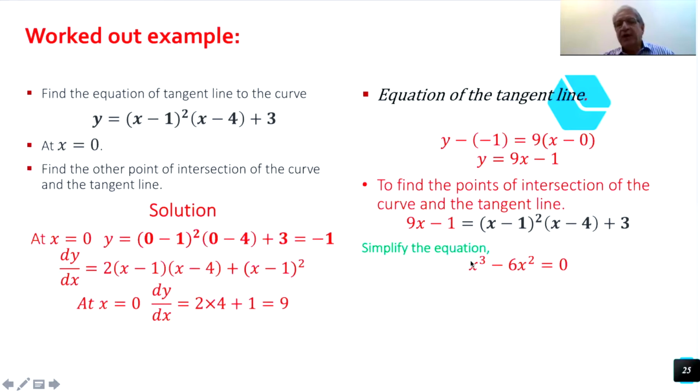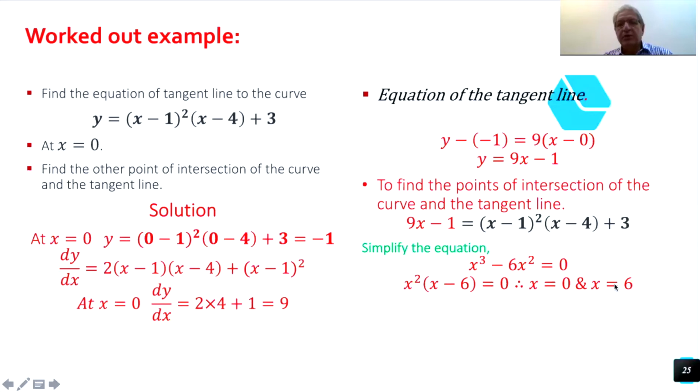Now, factorize x squared here. We are going to get x squared times (x minus 6) equal to 0. Therefore, either x is equal to 0 or x equal to 6. This is because the tangent line always gives a repeated root. Therefore, x equal to 6 is the other answer which we were searching for.